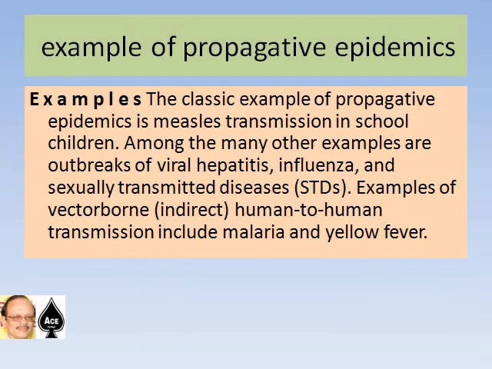Example of propagative epidemic. A classical example of propagative epidemic is measles transmission in school children. Among the many other examples are outbreaks of viral hepatitis, influenza, and sexually transmitted diseases. Examples of vector-borne indirect human-to-human transmission include malaria and yellow fever.